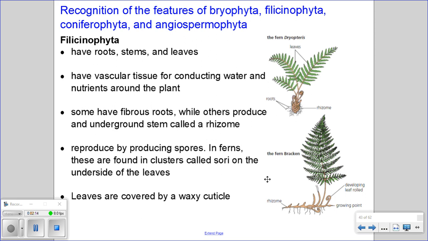They reproduce by producing spores. In ferns, these are found in clusters called sori on the underside of the leaves. And the leaves are covered by a waxy cuticle.